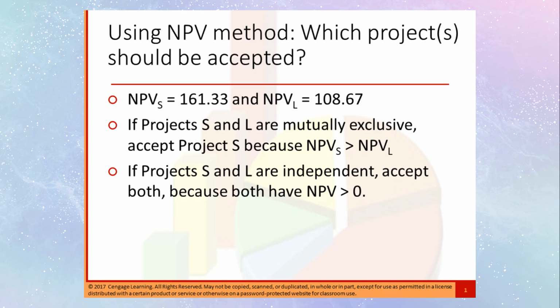Using the NPV method to determine which projects should be accepted. When we run the numbers in this example, and find these positive NPV results as shown here for projects S and L, if these are mutually exclusive projects, we choose project S. This is because S has the more attractive or the larger NPV. If the projects are independent, we could accept both projects since both of them add value as indicated by their positive net present value numbers.